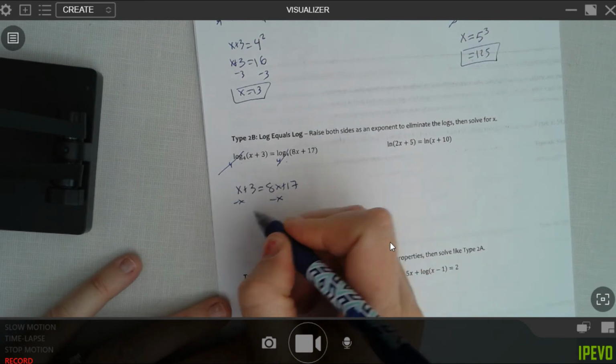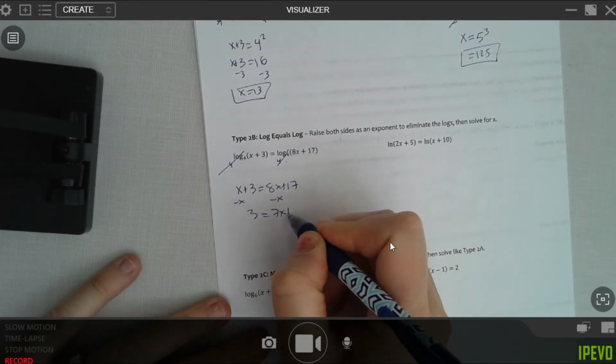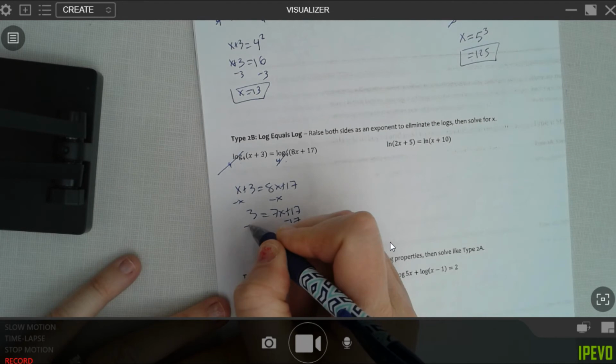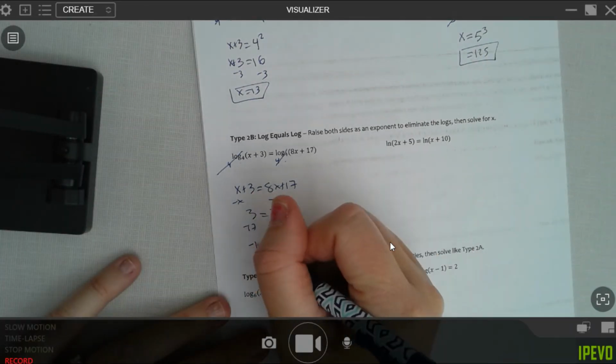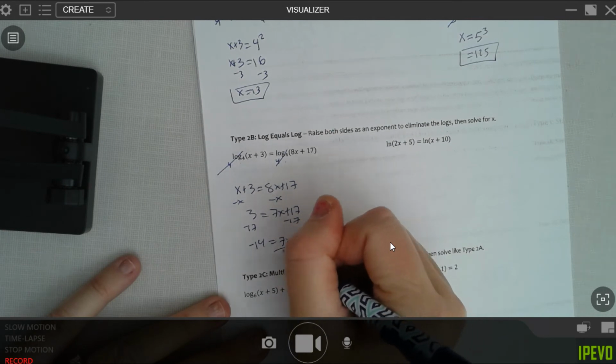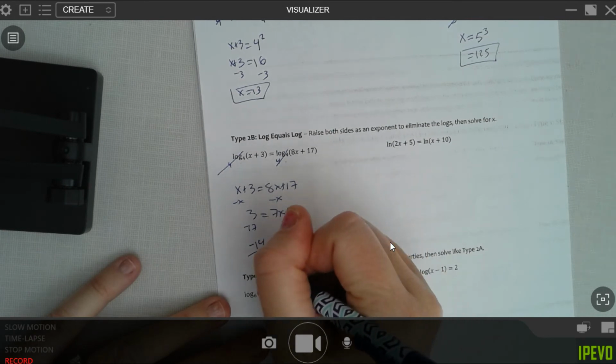Subtract your x from both sides. Subtract your 17 over. Negative 14 equals 7x. And divide by 7. So x equals negative 2.